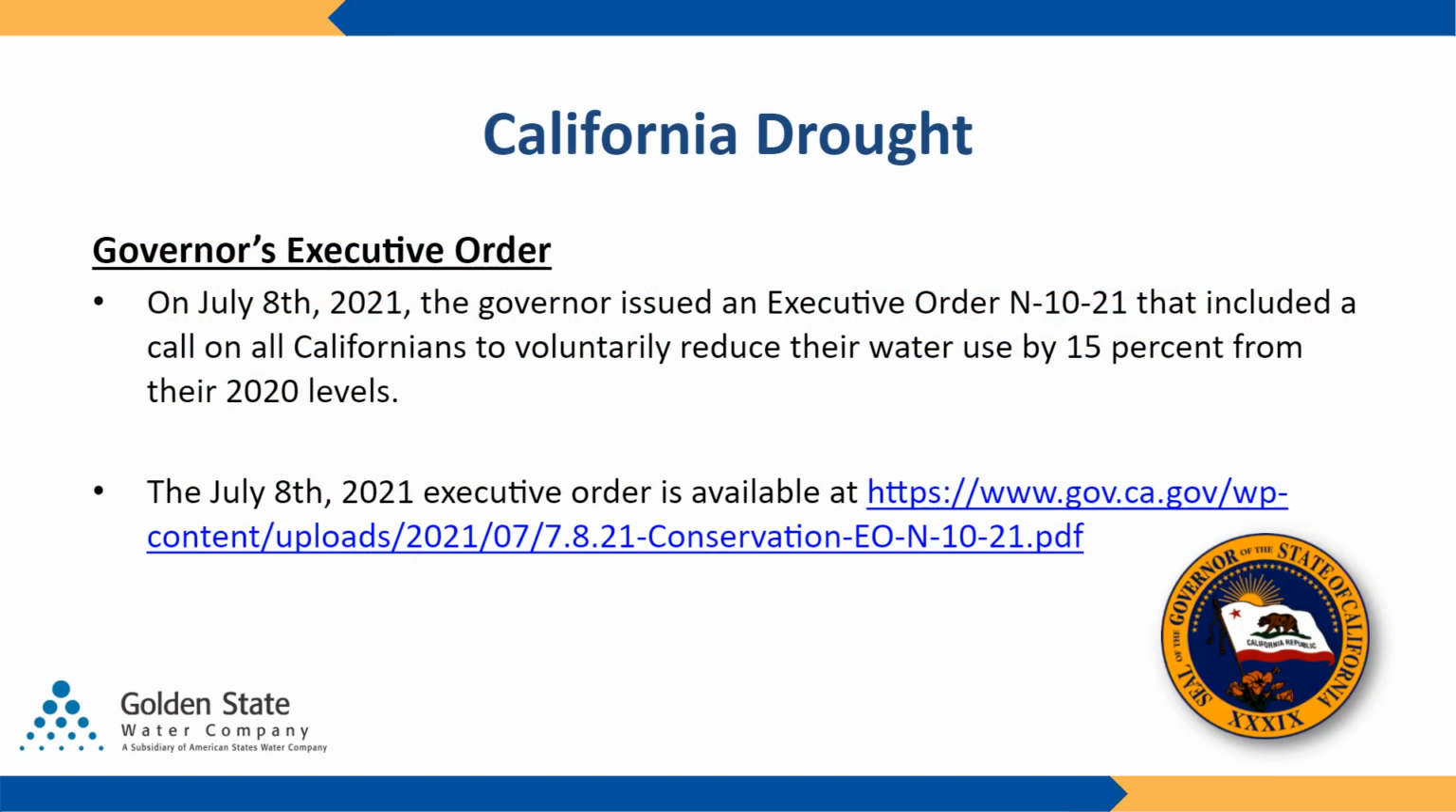On July 8, 2021, the governor issued an executive order that included a call on all Californians to voluntarily reduce their water use by 15% from their 2020 levels.